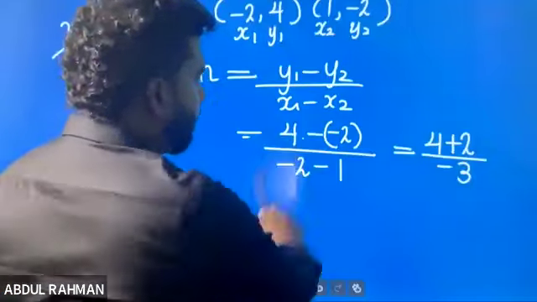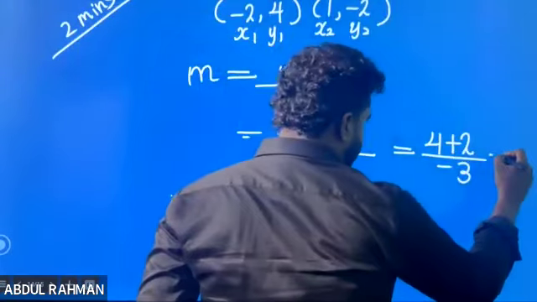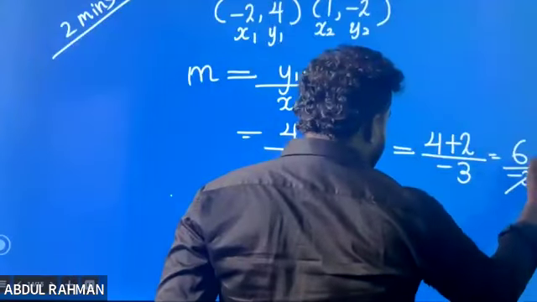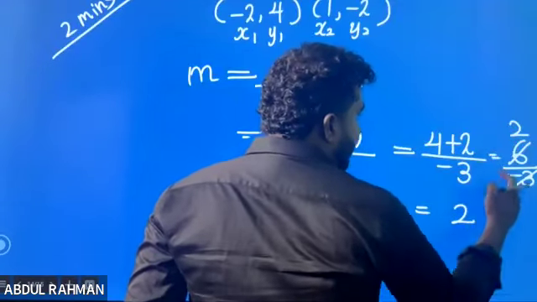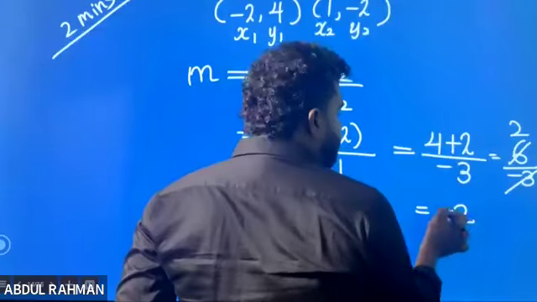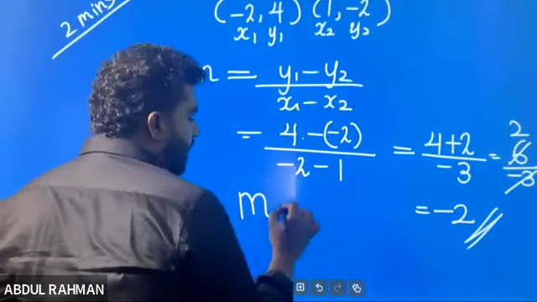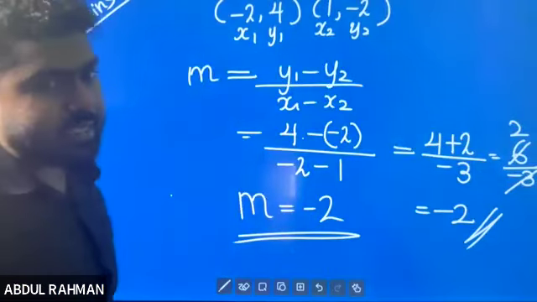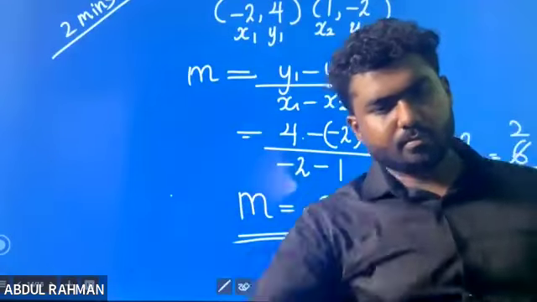Directed numbers. You have been learning this in grade 8. 4 plus 2, that is 6, divided by minus 3. 3 times 1 and 3 times 2. Answer is 2. Plus into minus, what is the answer? Minus. So your gradient is m is equal to minus 2 is my answer. Is that clear how to get this answer? Give me a thumbs up.